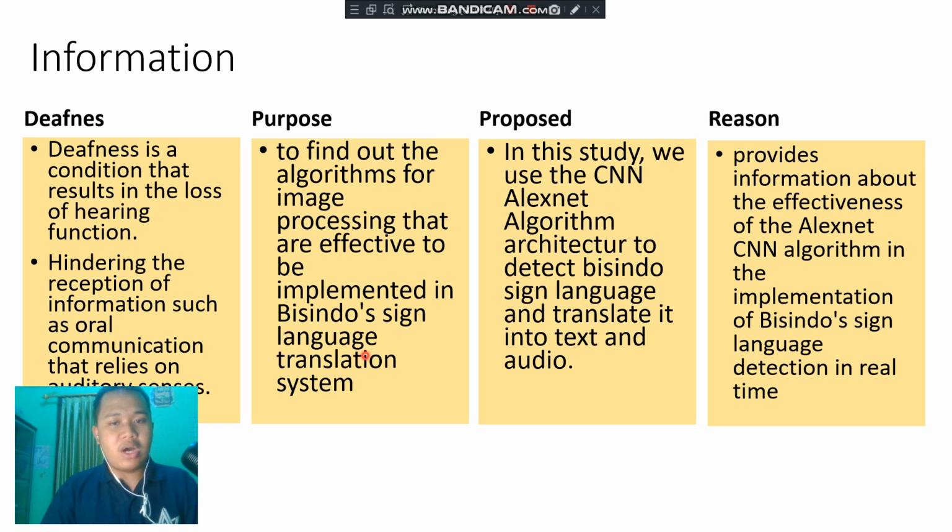Third is the purpose. What is the purpose of our research? In this study, we use the CNN AlexNet algorithm architecture to detect Bisindo sign language and translate it into text and audio output. The last one is the reason. The reason is to provide more information about the effectiveness of the AlexNet CNN algorithm in implementing Bisindo sign language detection in real time. As we know about the information, we can now move to the next page.